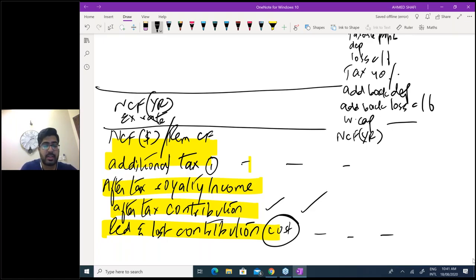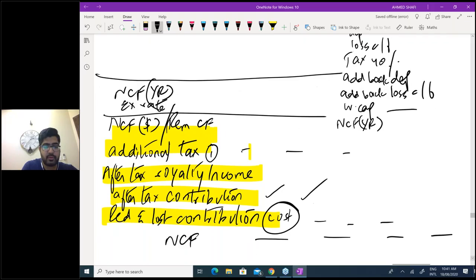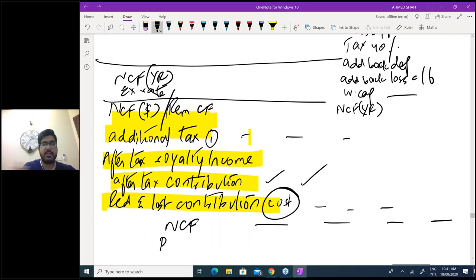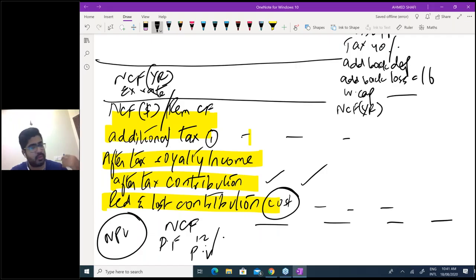Once these four things are adjusted, you get net cash flows, and you need to multiply those net cash flows with the discount factor, which was 12% for this project. You get present value, and the net of all is NPV, which if positive, you need to accept. If negative, you need to reject.